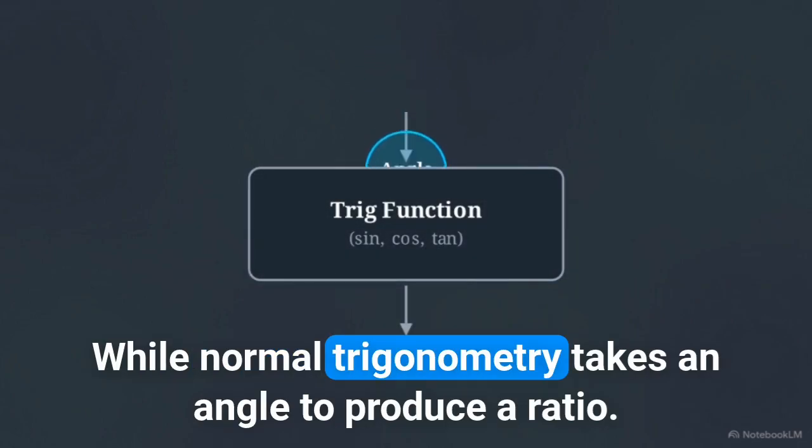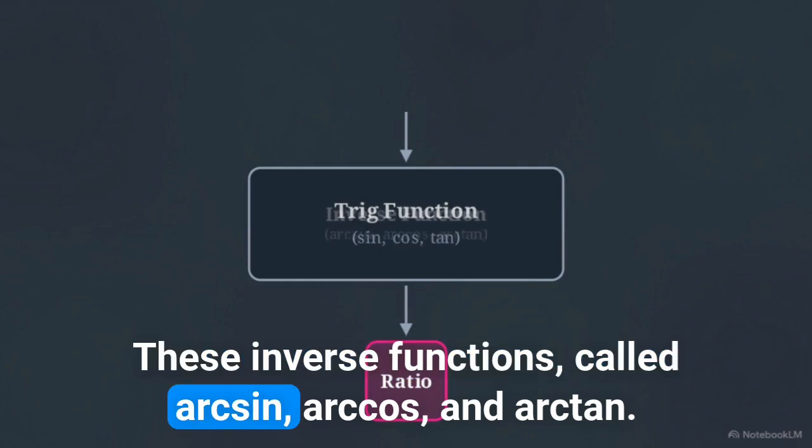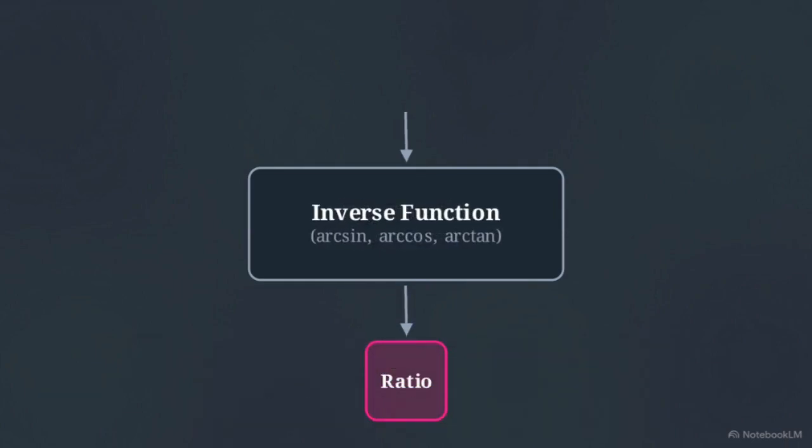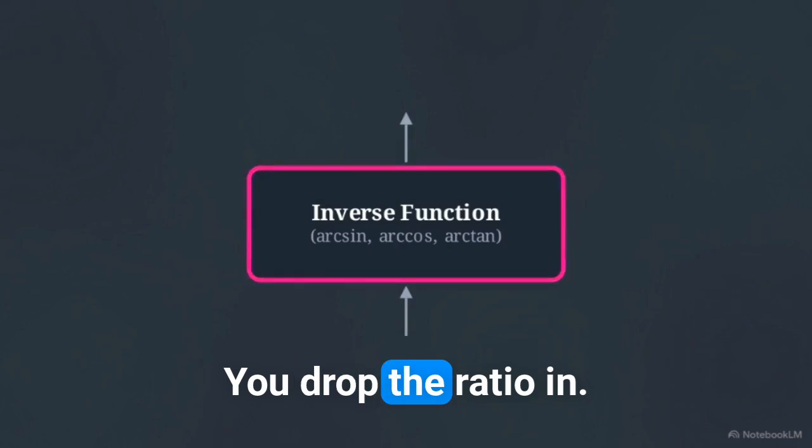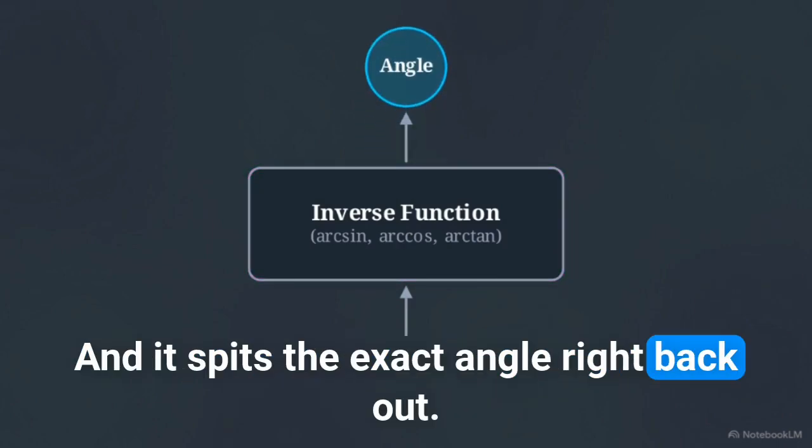While normal trigonometry takes an angle to produce a ratio, these inverse functions, called arcsine, arccosine, and arctan, run the machine backward. You drop the ratio in, and it spits the exact angle right back out.